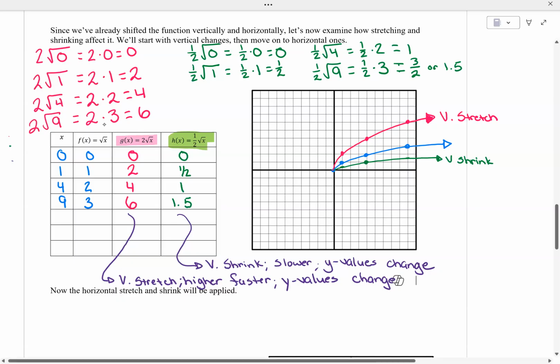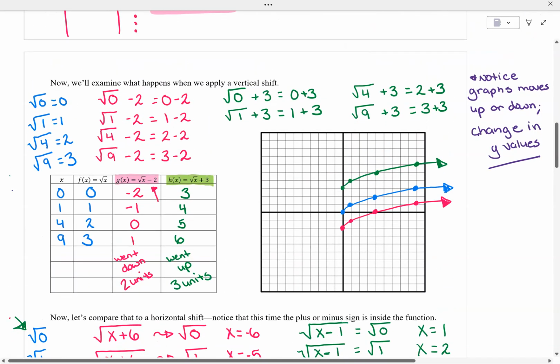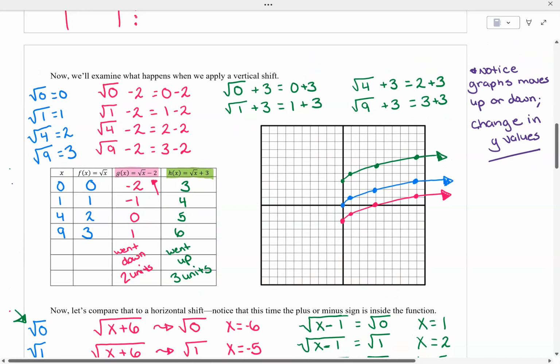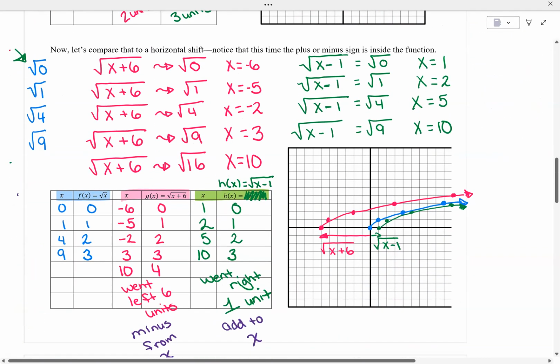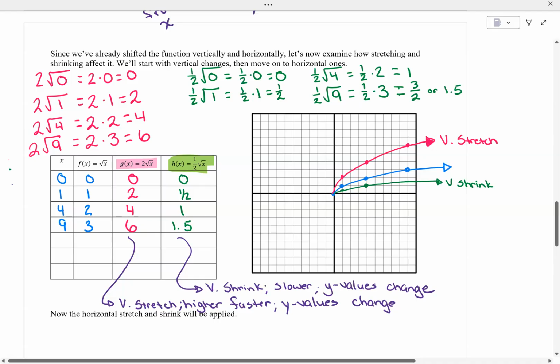Okay, now here's the thing I want you guys to notice. When I did the vertical shift, notice I only had one x to deal with, because we just took the square root of x. We just did the square root of x. But when we came down here into this section, notice that things were added inside the function. So I had to make a new table for my x's. My x value that I plugged in had to change. Notice when I did the vertical stretch and the vertical shrink, nothing was inside with that x, so I did not have to technically make a new x column.